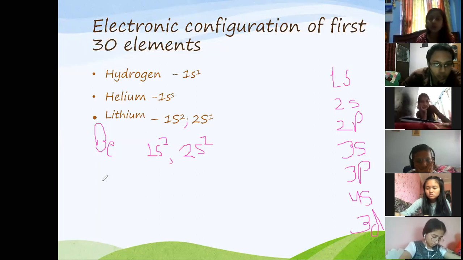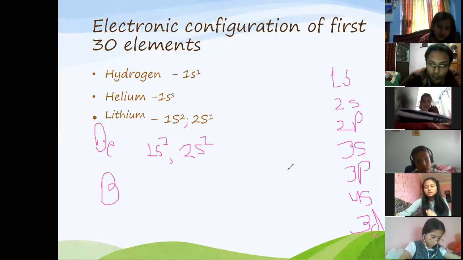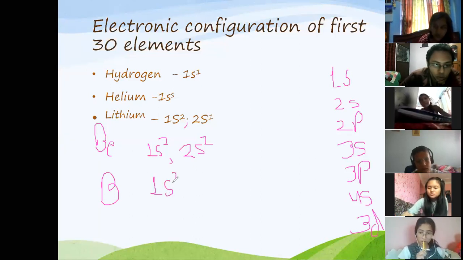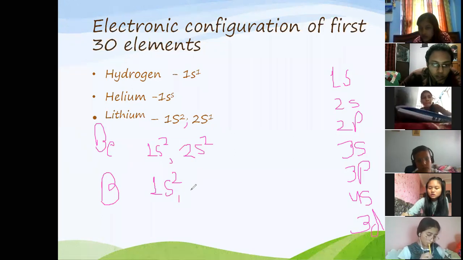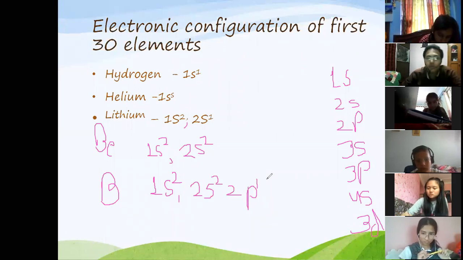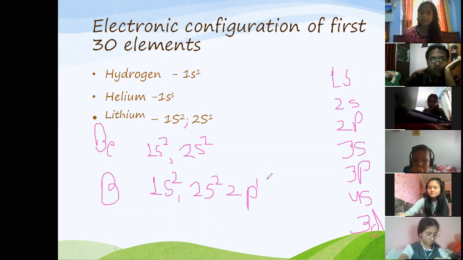Okay, so boron. Now let's write for boron. I'm not going to write myself. Everyone, I know you write yourself. Try, Gavin. Come on. Don't wait for me. 1s2, comma, 2s2. Then comes 2p1. Okay, that's the answer. 1s2, 2s2, 2p1. Okay, that's boron. 1s2, 2s2, 2p1.